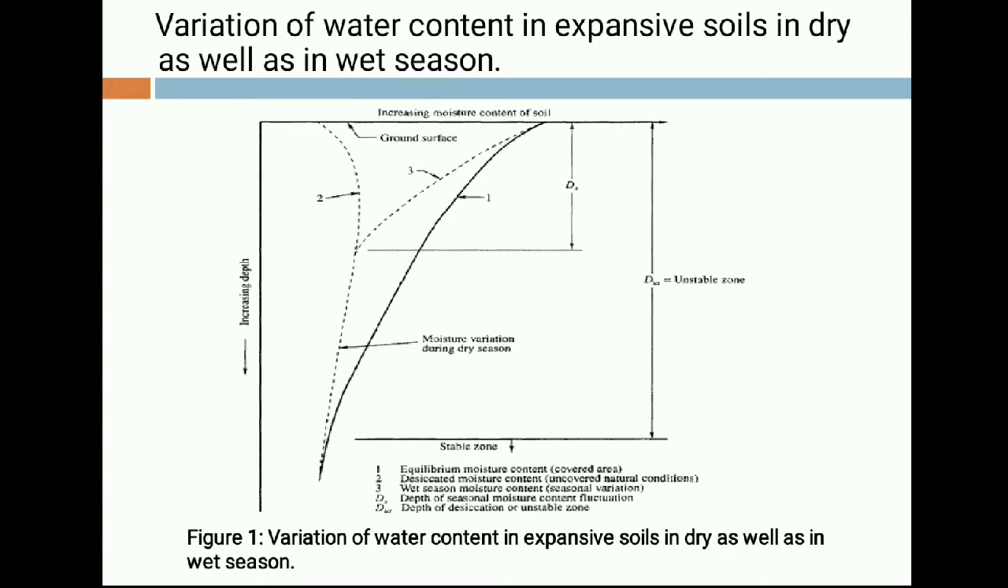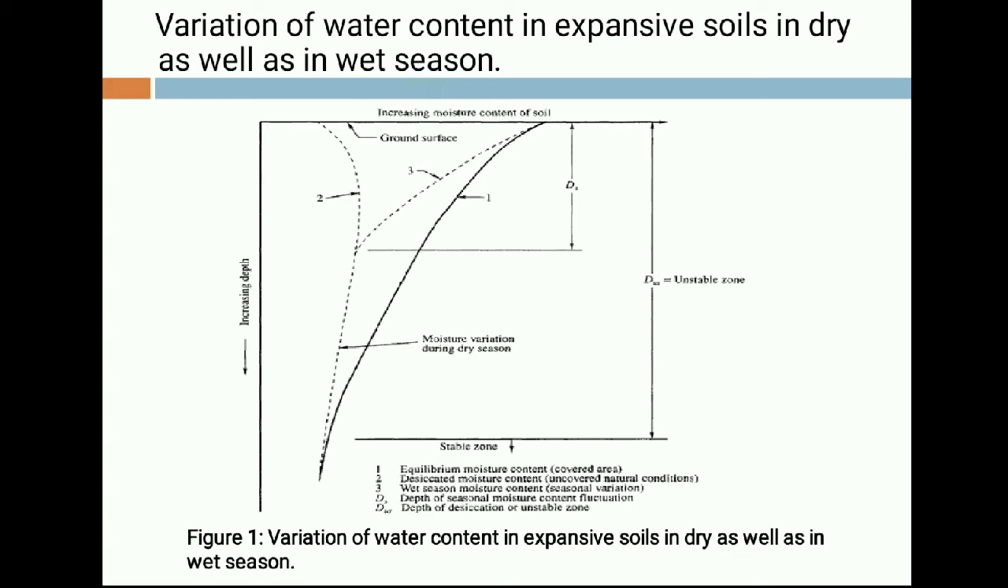On the x-axis we have increasing moisture content of soil, and on the y-axis we have increasing depth. Line 1 shows you the equilibrium moisture content over a covered area. So this is the line which shows you the change in water content on a covered area. Line 2 shows you the desiccated moisture content, which is based on the uncovered natural conditions. Means the ground which doesn't have any kind of structures built on it.